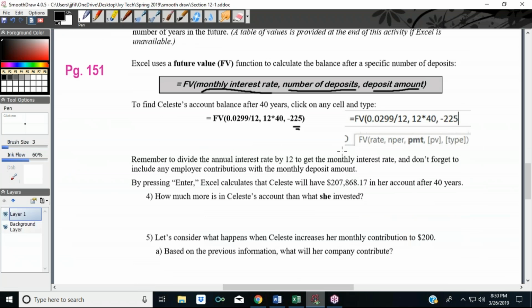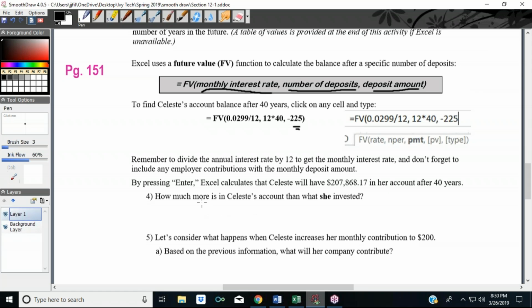All right, and that's what it says down here in the next part of our reading. It says, remember to divide the annual interest rate by 12 to get the monthly interest rate, and don't forget to include any employer contributions with the monthly deposit amount. So pressing enter, we get that $207,868.17. So it says, how much more is in Celeste's account than what she invested?